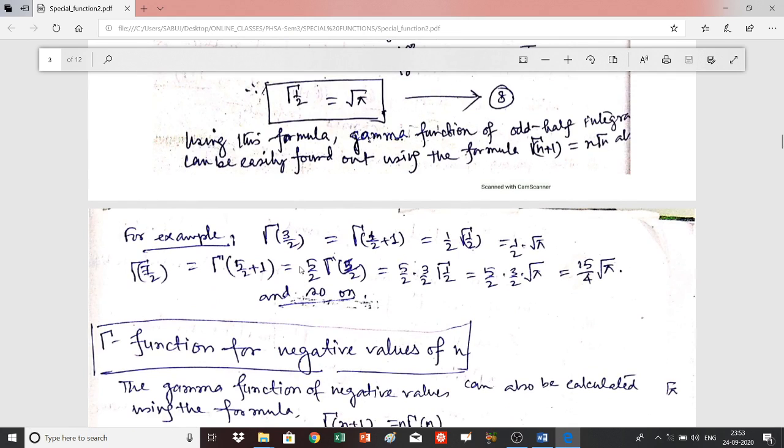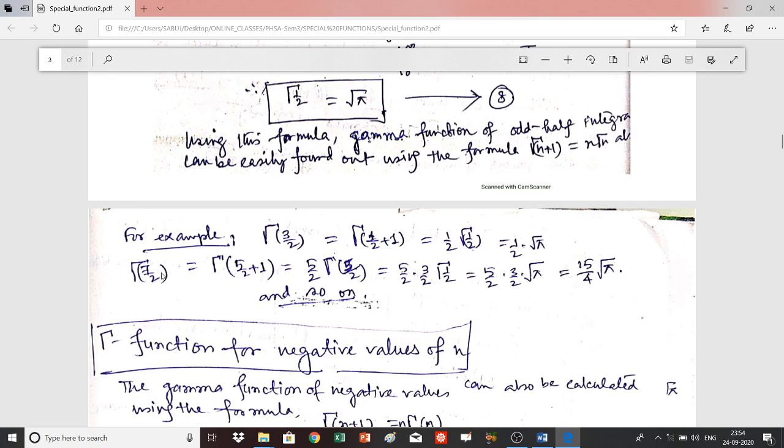First, let us find out the value of gamma 3 by 2. You know that gamma 3 by 2 can be written as gamma half plus 1. And you know that gamma n plus 1 is equal to n gamma n. That is equal to n, here half, and then gamma half. And you have already calculated the value of gamma half here: gamma half is equal to root pi. So half and root pi, so root pi by 2.